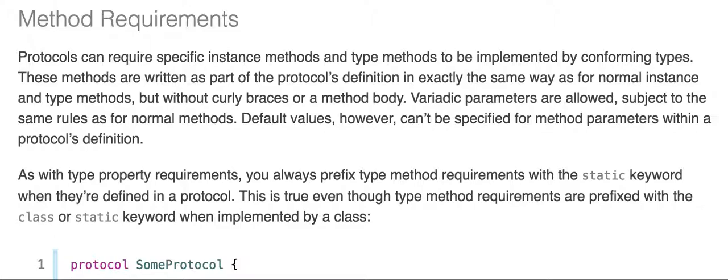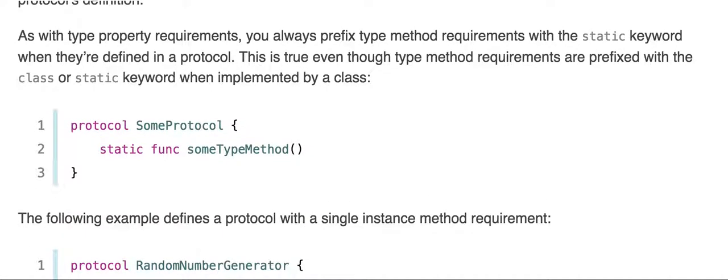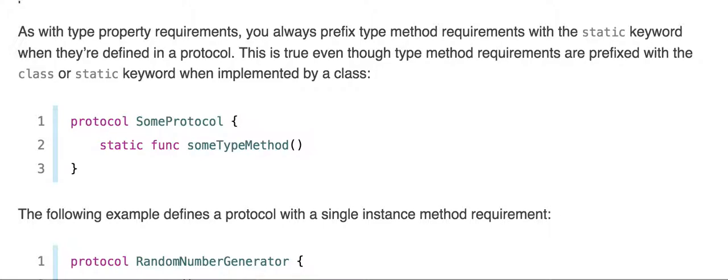As with type property requirements, you always prefix type method requirements with the static keyword when they're defined in a protocol. This is true even though type method requirements are prefixed with the class or static keyword when implemented by a class. So protocol SomeProtocol, static func someTypeMethod.